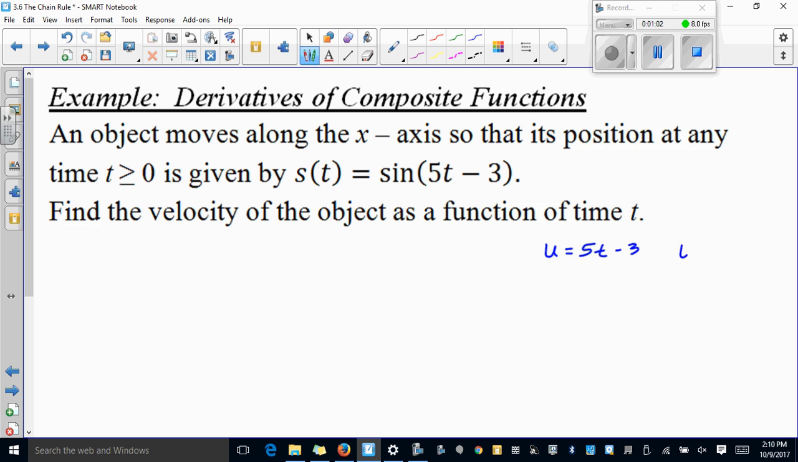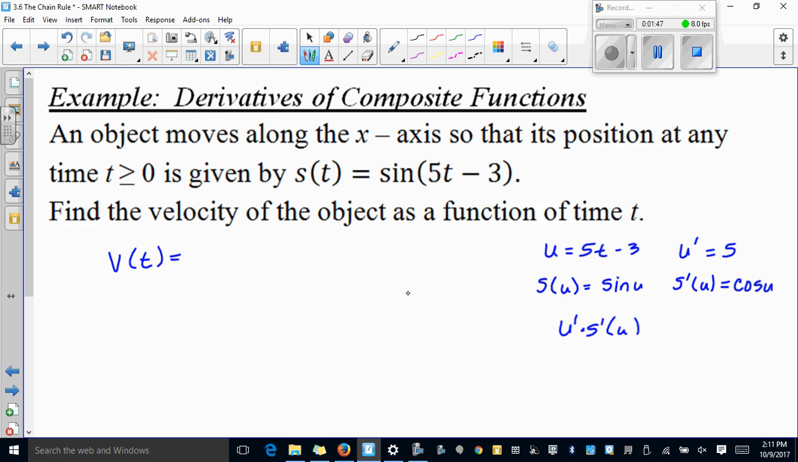So s prime of u is going to be the derivative, cosine of u. So my derivative is going to end up being u prime times s prime of u. There's the derivative of the outside, evaluated at the inside, times the derivative of the inside. So v of t is equal to 5 times cosine of u, but u is 5t minus 3. And there's our derivative.